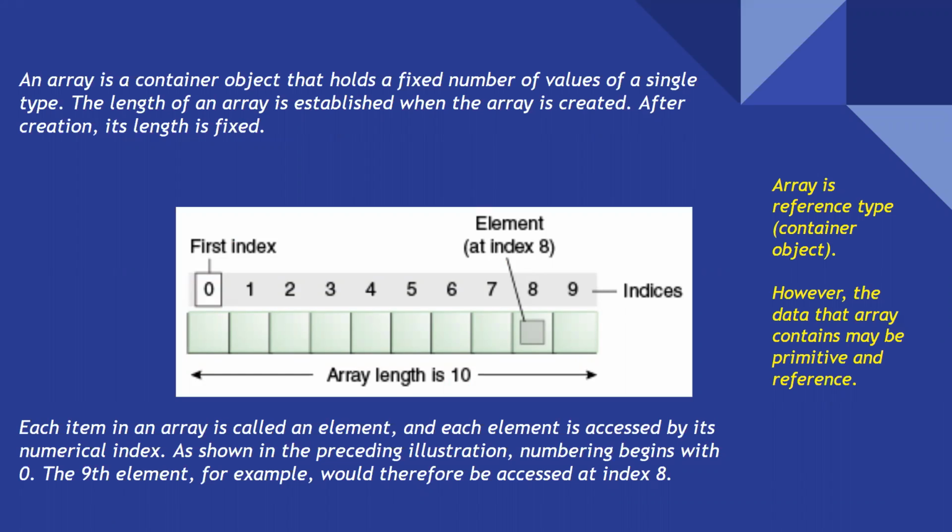The definition of an array is: an array is a container object that holds a fixed number of values of a single data type. The length of an array is established when the array is created. Once you create the array, the length cannot be changed. Each item inside the array can be accessed by using indexes. For an array, the index starts from 0.